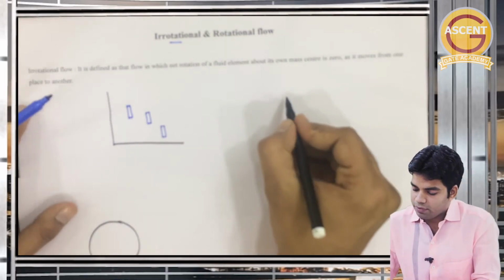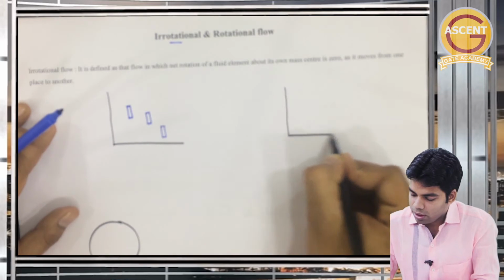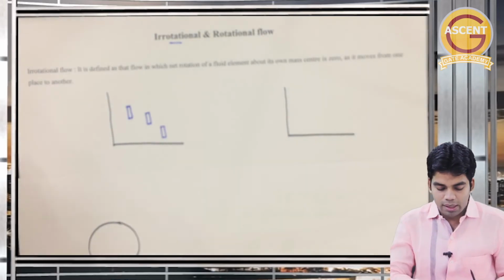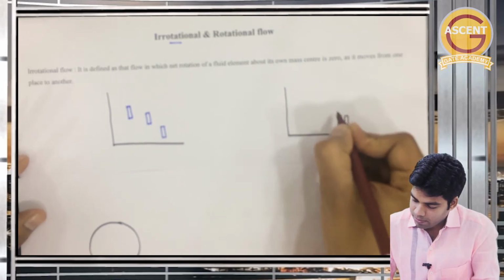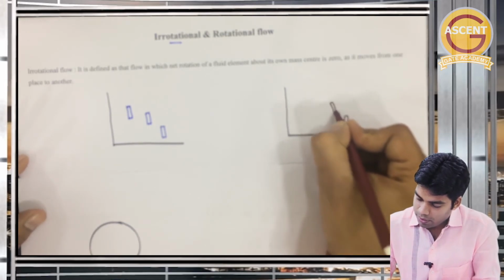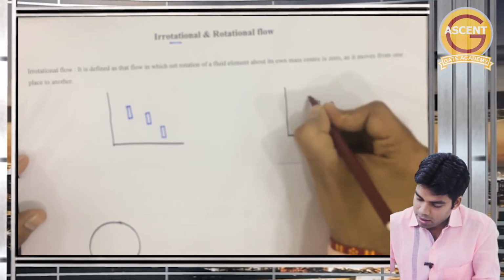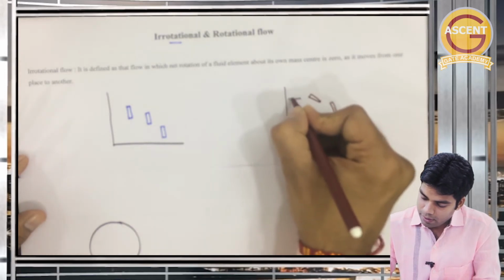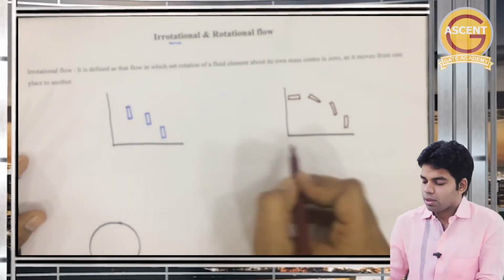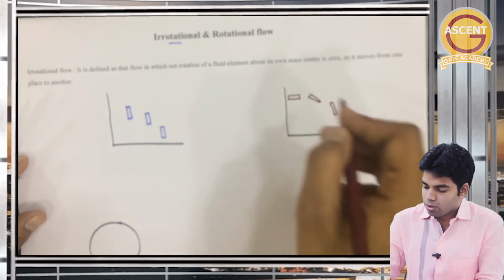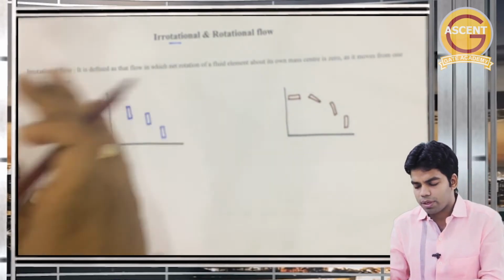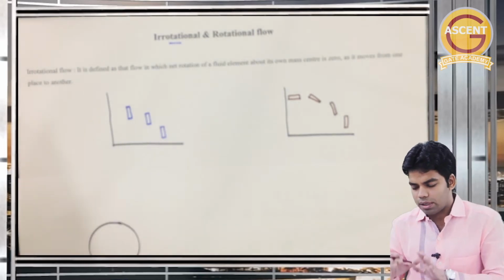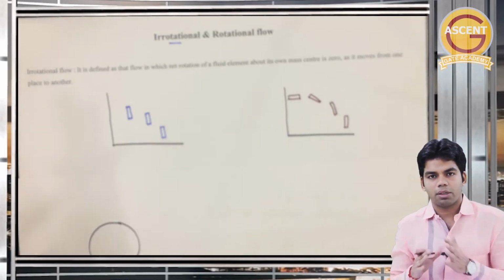On the other hand, in rotational flow the element will rotate about its own mass center like this. Suppose initially the element is like this, after some time it will be like this, then it will be like this. Getting this now? That means this element is also rotating about its own mass center. This element, however, is moving in the curved path. So it doesn't matter whether it is moving in a curved path or a straight path.